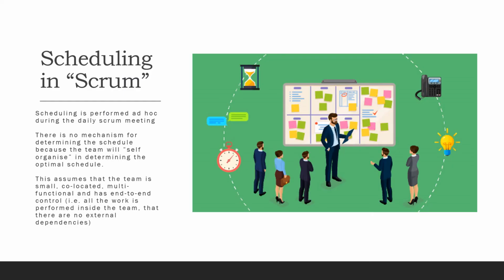In Scrum, scheduling is performed on an ad hoc basis during the daily Scrum meeting. There is no mechanism specified in the Scrum framework to determine how the scheduling process will be performed. It is simply stated that the team will self-organize in order to determine the optimal schedule. This assumes that the team is small, co-located, multifunctional, and has end-to-end control. That is, all the work is performed inside the team, and there are no external dependencies.